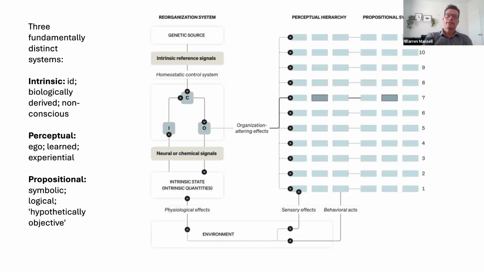So arguably, these three systems: an intrinsic, biologically derived, non-conscious system; a perceptual, experiential, learned system; and a propositional, symbolic, logical and hypothetically objective system. It's more around facts and figures than it is about personal preferences. In my paper, I propose that these three different systems are essentially operating under different rules and in different arenas. And there is no simple one-to-one mapping between them, because they can operate independently and they can come to different conclusions. And therefore, we need some overarching mechanism to cut across these three components. And that is seen to be the kind of global workspace, if you like, of the existence of consciousness.